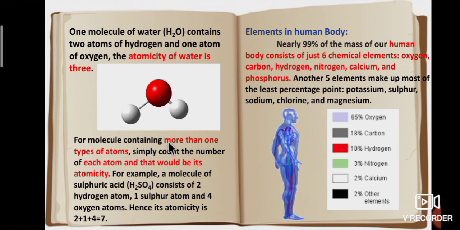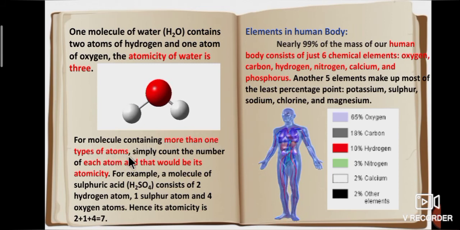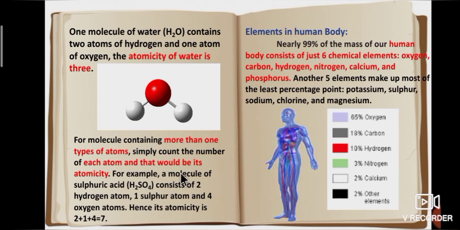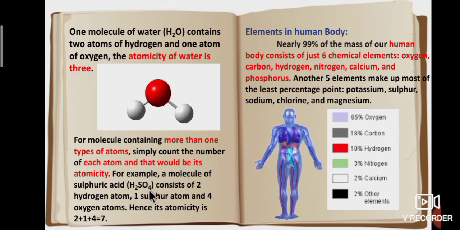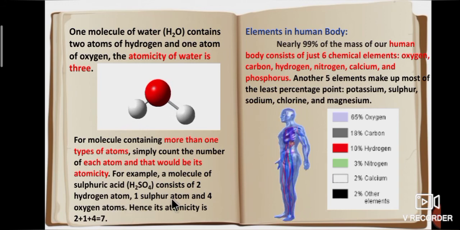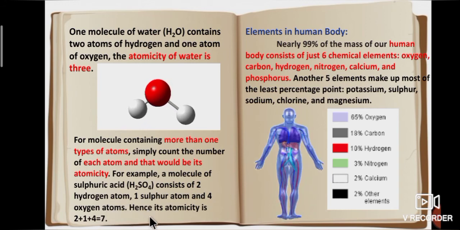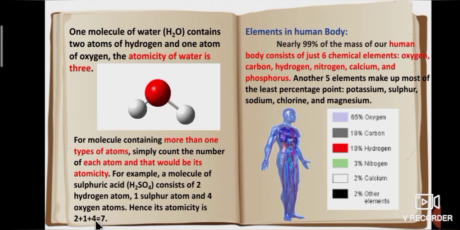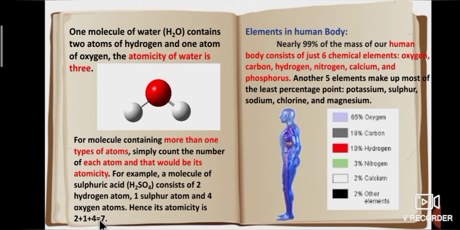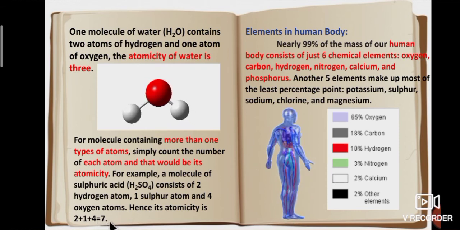For a molecule containing more than one type of atom, simply count the number of each atom and that would be its atomicity. For example, a molecule of sulfuric acid, H2SO4, consists of 2 hydrogen atoms, 1 sulfur atom and 4 oxygen atoms. Hence, its atomicity is 2 plus 1 plus 4, which is equal to 7.